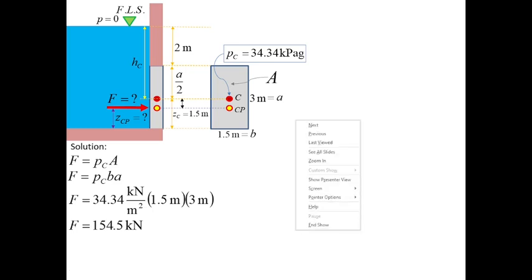Next, we consider the eccentricity, the distance between the centroid and the center of pressure. This is a solution so that we can determine the location of the hydrostatic force from the bottom of the gate.